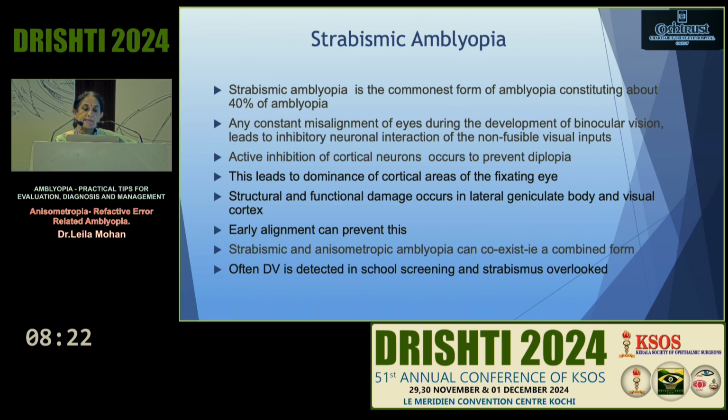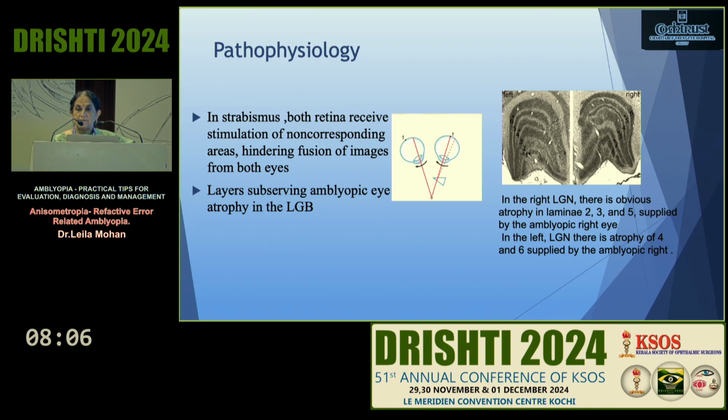And strabismic and anisometropic amblyopia can also coexist, as already mentioned. That is, a combined form can exist. Often defective vision is detected in school screening, and strabismus may have been noticed by the parents earlier, but they may have overlooked this and they come late.